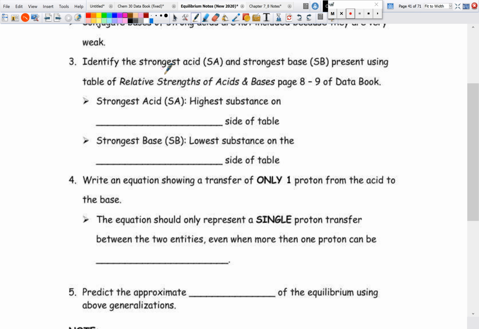Next, once we list everything as acid or base, we're going to identify our strongest acid by SA and our strongest base, SB, present, using our table of relative strength in our data booklet. Now, how we treat strong acids and bases is the same way we treated the oxidizing agents and reducing agents in electrochem. That means our strongest acid is the highest substance on the top left of our table, and our strongest base is going to be the lowest substance on the bottom right side of the table.